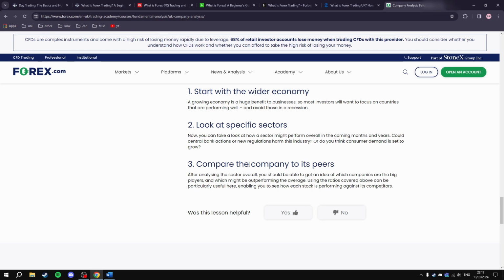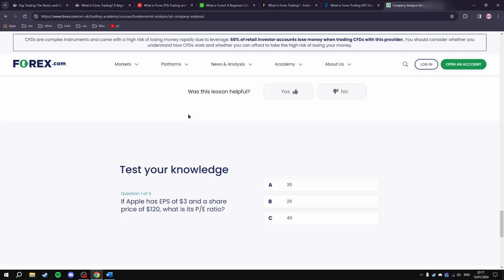Compare the company to its peers. After analysing the sector overall, you should be able to get an idea of which companies are the big players and which might be outperforming the average. Using the ratios covered above can be particularly useful here, enabling you to see how each stock is performing against its competitors.